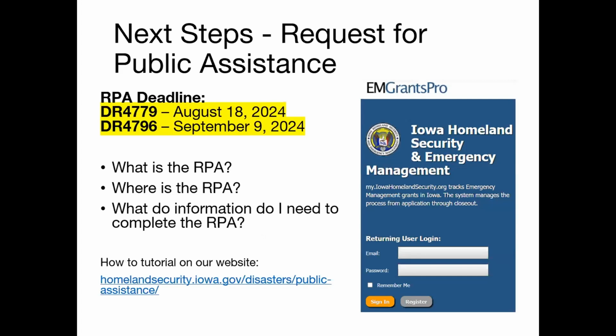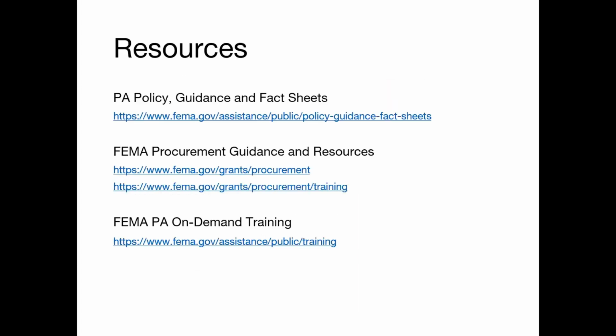So this is the third time seeing this slide, so hopefully we've emphasized enough your need to submit an RPA. We encourage you to be mindful of the deadlines for the different disasters, log into our EM Grants program, and submit a request for public assistance. As we've mentioned throughout the briefing, there's a lot of resources available to you, and the most important resource you have is your state rep and your FEMA PDMG.